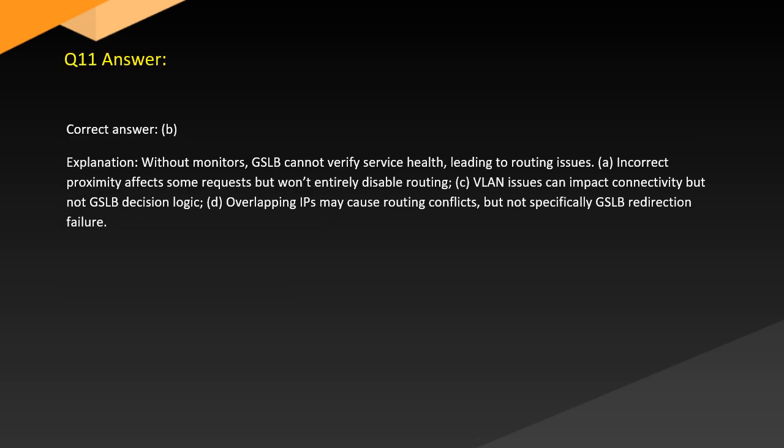Answer. Correct answer: B. Explanation. Without monitors, GLB cannot verify service health, leading to routing issues. A. Incorrect proximity affects some requests but won't entirely disable routing. C. VLAN issues can impact connectivity but not GLB decision logic. D. Overlapping IPs may cause routing conflicts, but not specific GLB redirection failure.